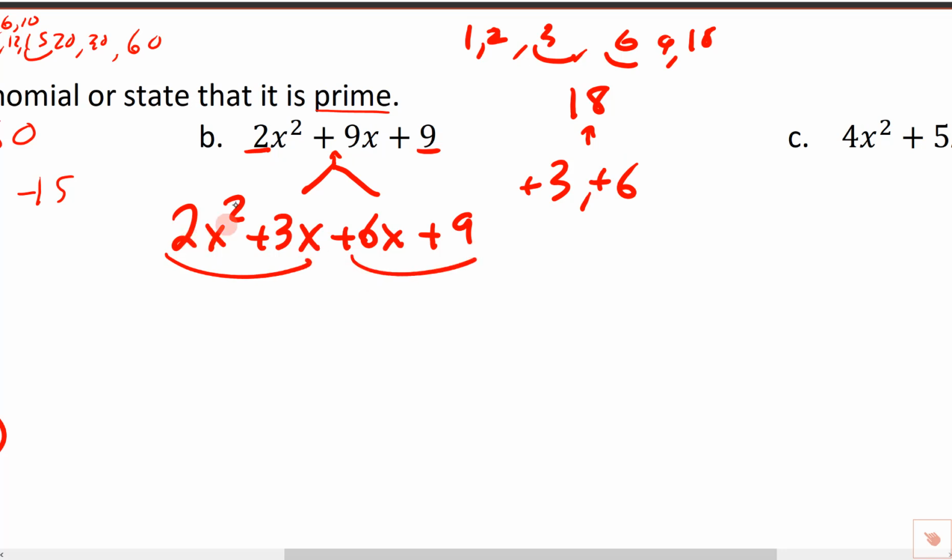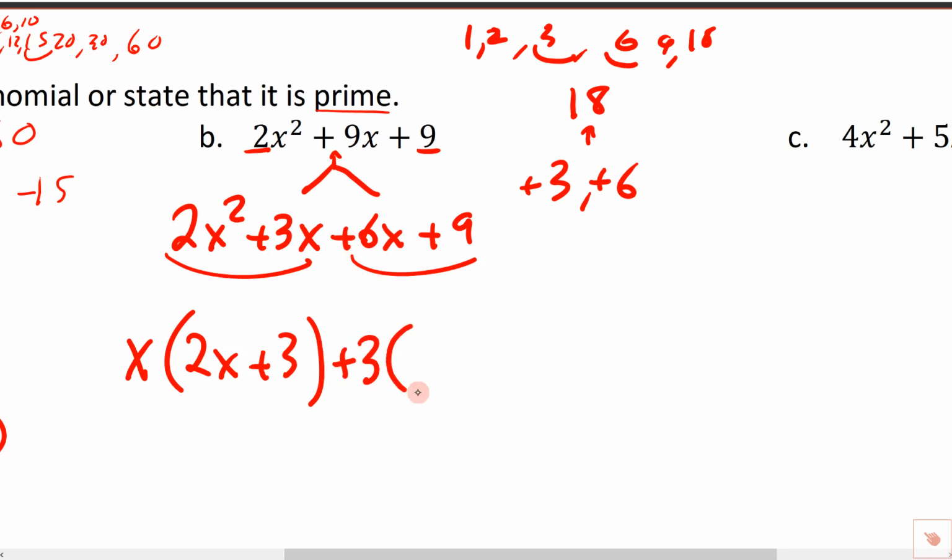So what can I take out of a 2x squared and a, let's see what we've got here, a 3x? The best you can do is take out an x. Doesn't touch the numbers at all. So we get 2x plus 3 here. What can you take out of a 6x and a 9? Well, they've both got a 3 here. And remember, we want to take out that sign, so I'm going to write a positive right there. So we take out a 3. And if I take a 3 out of a 6, I'm left with a 2. Didn't touch the x at all. Take a 3 out of a 9, you're left with a 3.